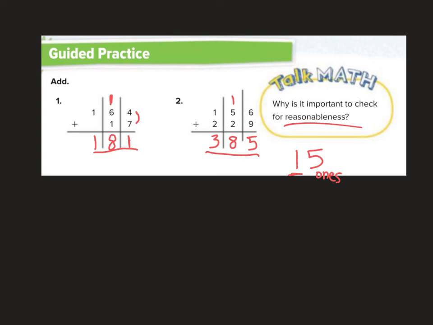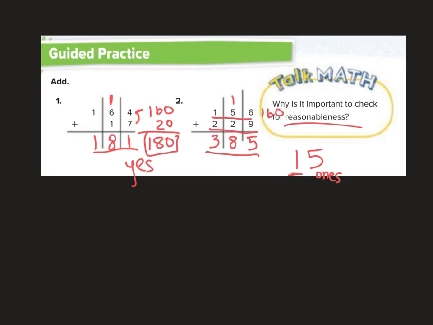We didn't add wrong. Okay, so let's say this number is about 160 and 17 is about 20. Right? If I add that together, I get 180. This would be our estimate. Is our estimate close to our actual answer of 181? Yes, it is.